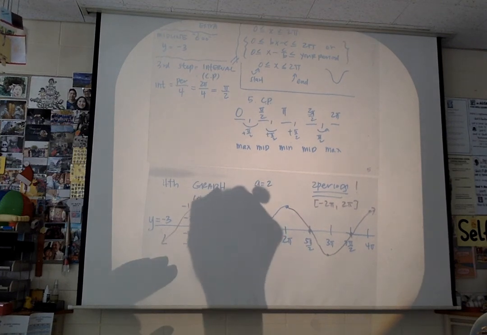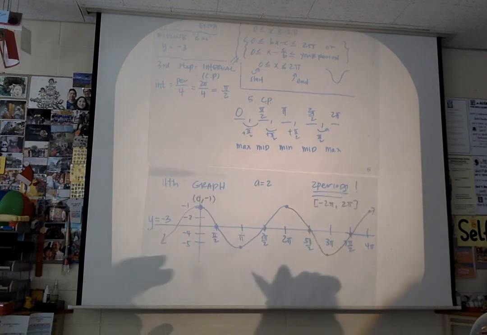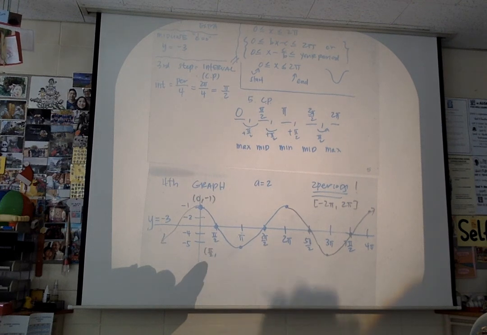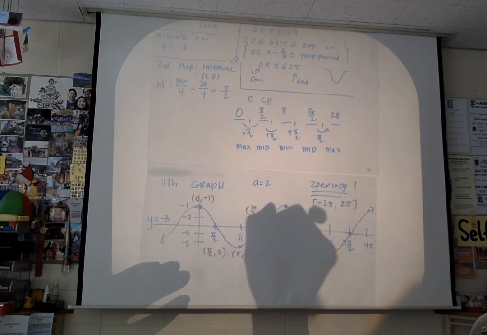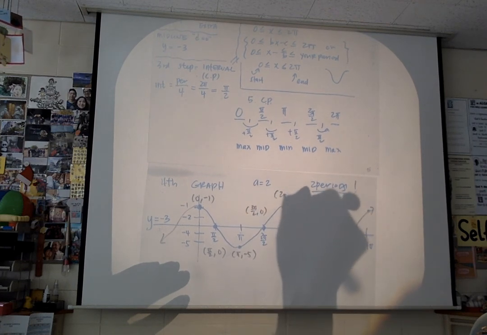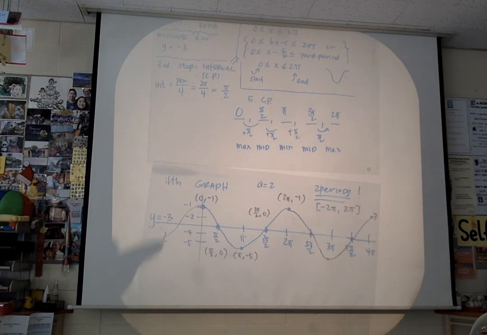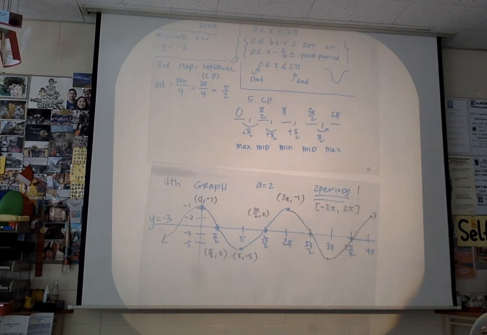And you have to also label these points for me. 0, negative 1. This guy is going to be pi over 2 because these are critical points, right? And then this guy is going to be pi, negative 5. This guy is going to be 3 pi over 2, 0. This guy is going to be 2 pi and negative 1. So our max is negative 1. Our min is negative 5, okay?